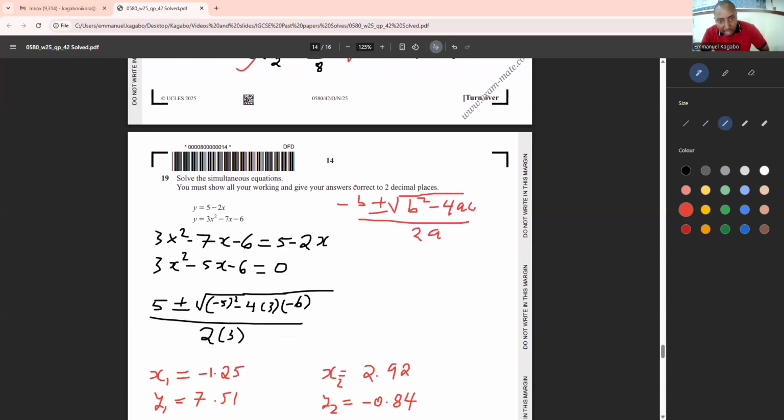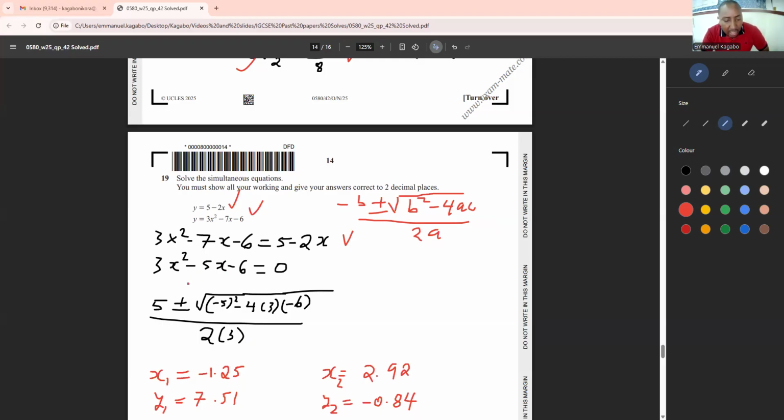Question 19, solve the simultaneous equations, one of the common things in the exam. From here, this is y and this is y, so you have to equate the two, and when you collect like terms, you're going to have 3x squared minus 5x minus 6. Just collect like terms. Now, when you reach here, you have a quadratic equation which you can't factorize.